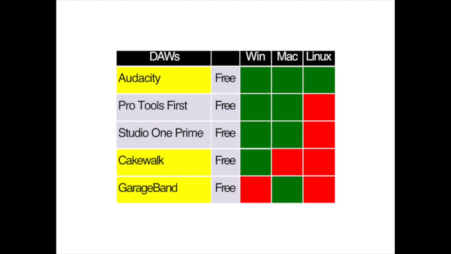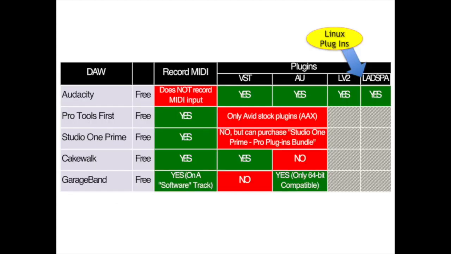And just a note, Audacity, Cakewalk, and GarageBand are products unto themselves, whereas Pro Tools First and Studio One Prime are scaled down versions of their fully featured products. So basically they're giving you an opportunity to try before you buy.